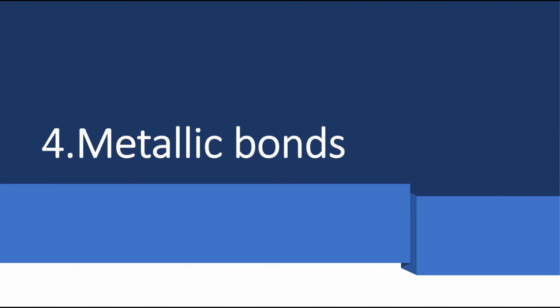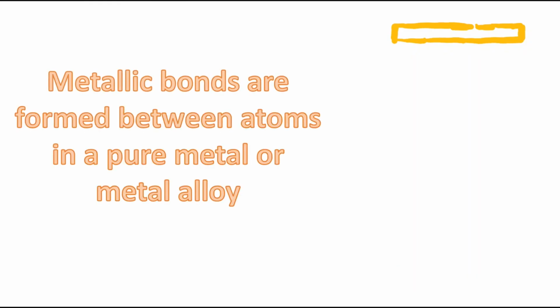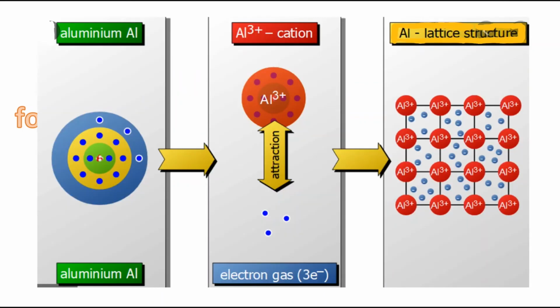This is the fourth type of intramolecular force, and we call it a metallic bond. Metallic bonds are the forces between the atoms in a pure metal or a metal alloy. We know that a metal is formed when there is a presence of free electrons within it. I've taken an example of aluminium, which is a metal. The electronic configuration of aluminium is 2, 8 and 3. So it has 3 valence electrons.